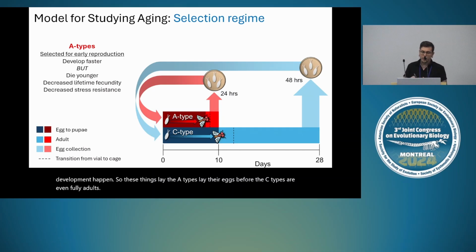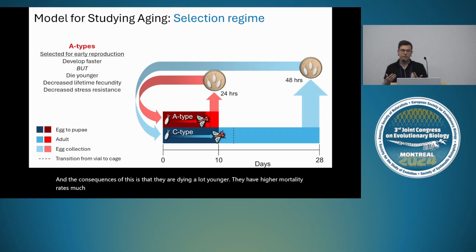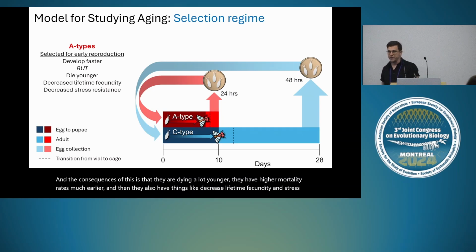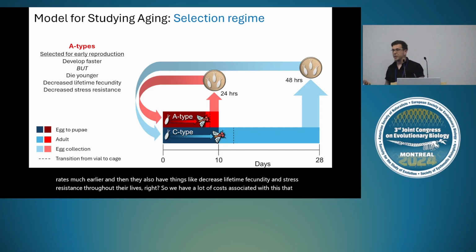And the consequence of this is that they are dying a lot younger, they have higher mortality rates much earlier, and they also have things like decreased lifetime fecundity and stress resistance throughout their lives, right? So we have a lot of costs associated with this that match what our predictions would be.